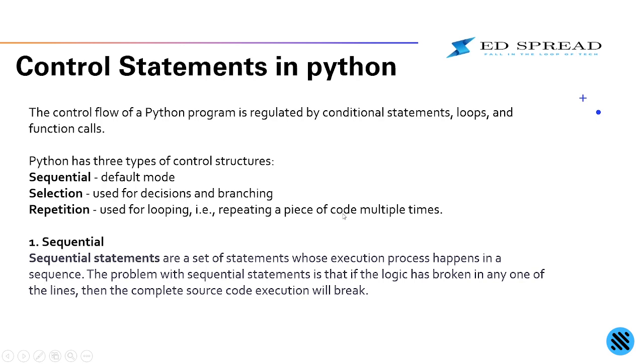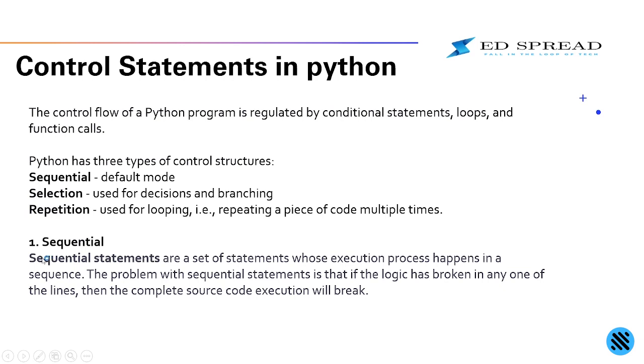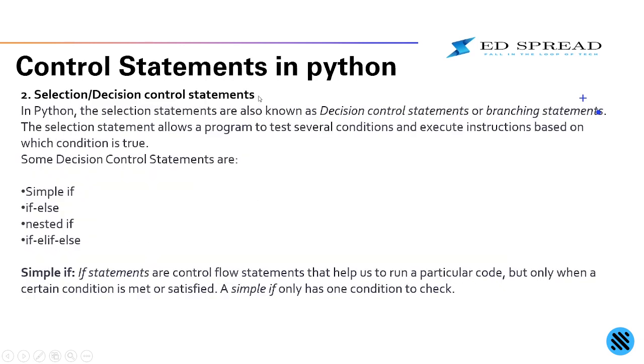Let us see what is sequential statements. Sequential statements are a set of statements whose execution happens in a sequence. The problem with sequential statements is that if the logic is broken in any of the lines, the complete source code execution will break. I know you are confused, so let us see them one by one so that you will be clear. This one is nothing but sequential statements, that is the default mode. Now let us come to the topic of selection or decision control statements.